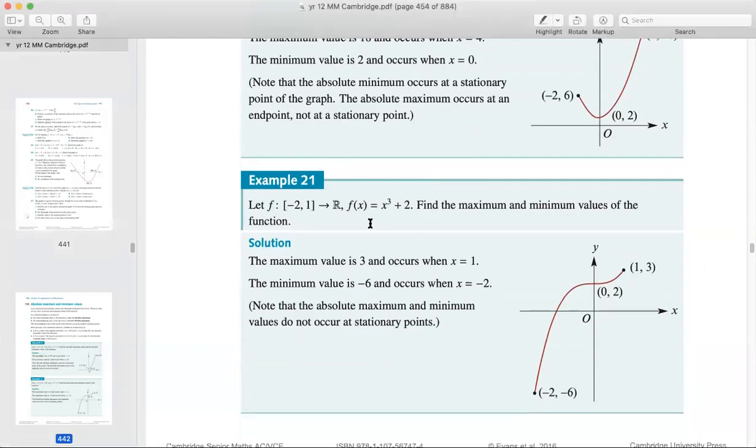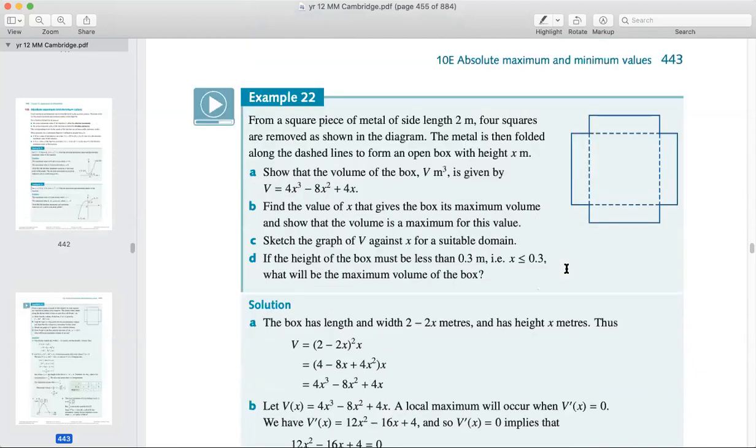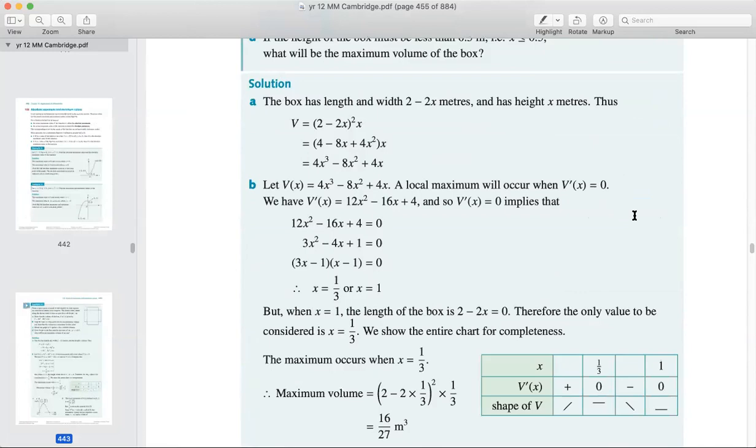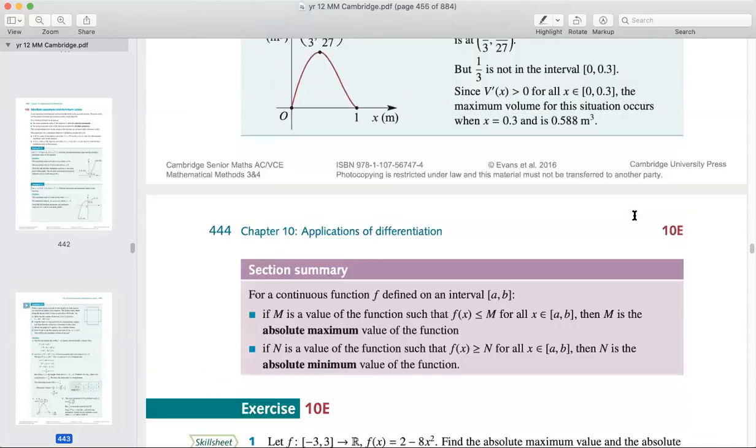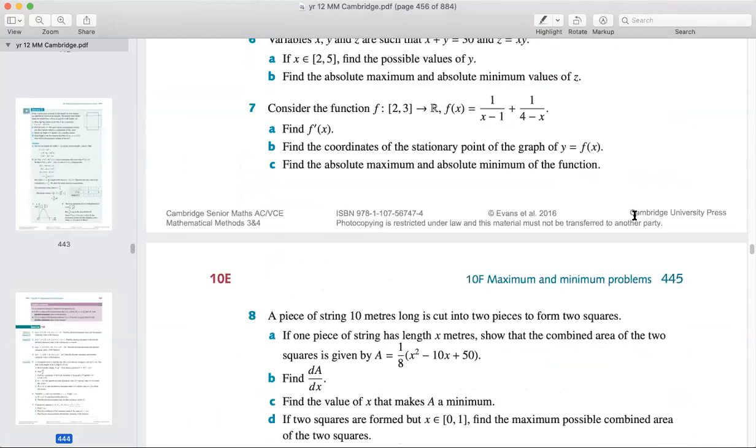Also for this one, again, this stationary point is not a maximum or minimum because our ending points cover the maximum and minimum. Okay, for 22, it's just essentially to make sure that you consider the practical meaning of x and your volume, to never give negative numbers. Okay, this is 10E.